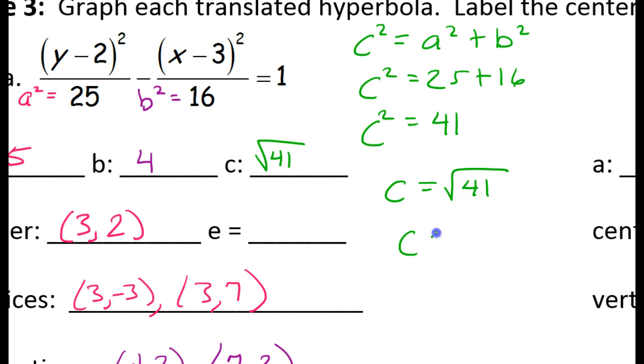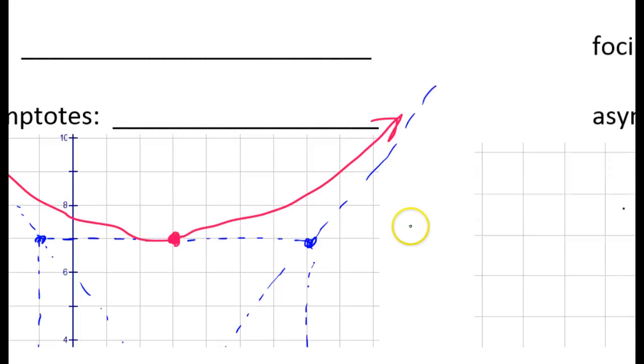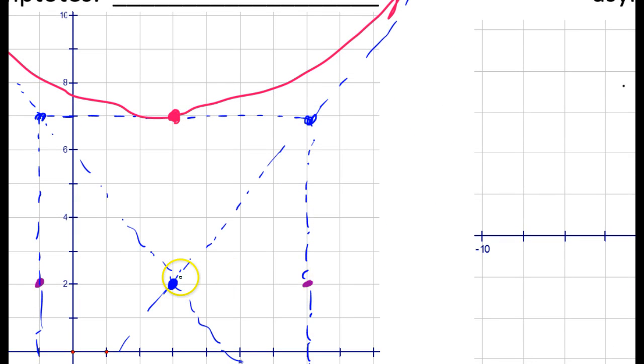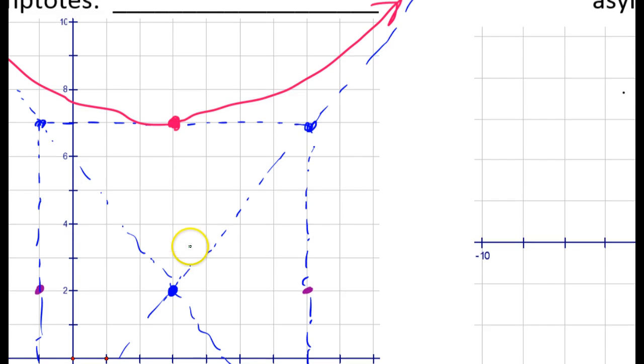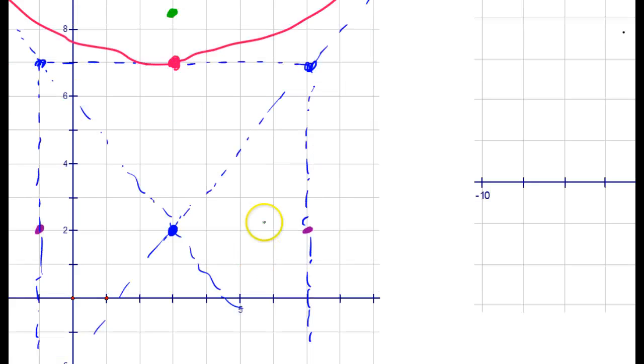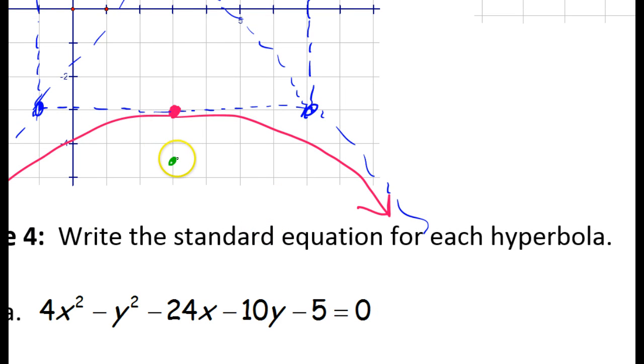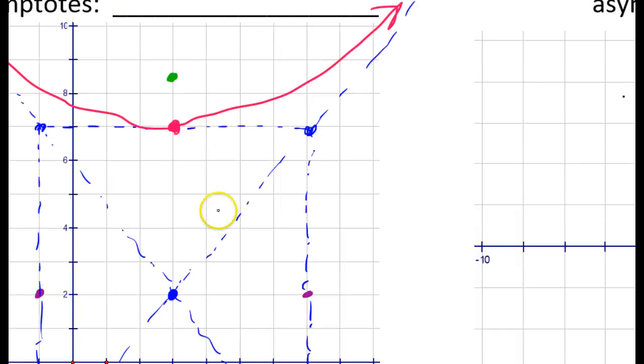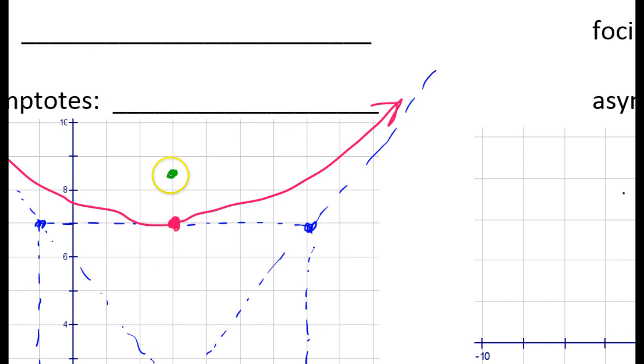Now for graphing purposes, it would be useful to know that the square root of 41 is approximately 6.4. So let's go ahead and graph that real quick. So 6.4 from the center will be the location of a focus. So 2, 4, 6.4 would be about here. So there's a focus, and we'll have another focus right about here. Now when we label these foci, we cannot use that decimal approximation.